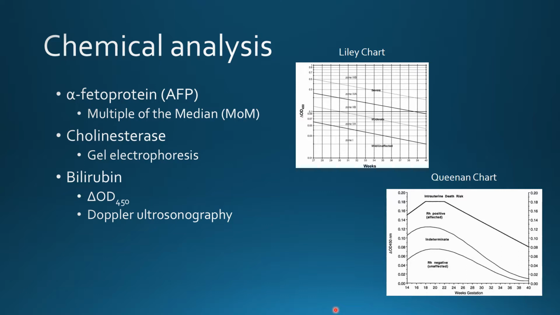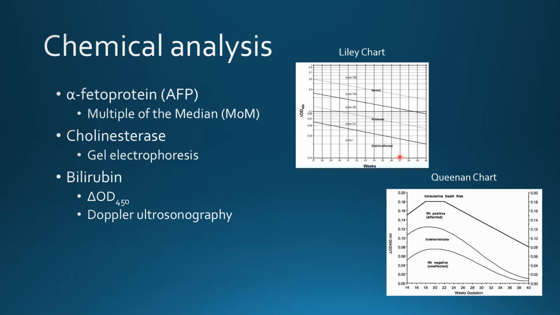This was used to help determine the level of fetal distress in cases of hemolytic disease of the newborn. And this has to be interpreted. I used these charts before as if they were for the alpha fetal protein, but they're actually for bilirubin. It's the Lilly chart and the Queenan chart. And you compare, here's your optical density at 450.